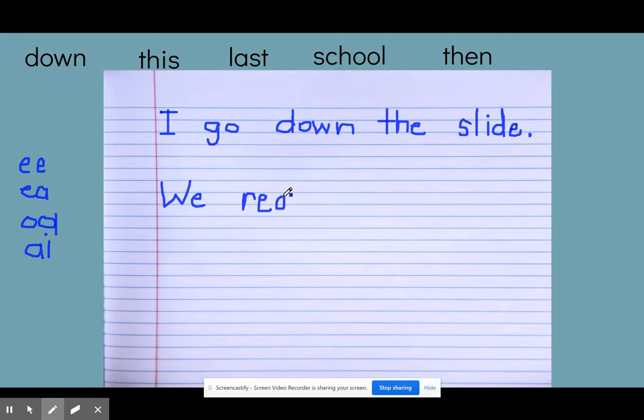So right now that just says re. So say the word to yourself and think about what sound you hear at the end. Read. And go ahead and put that letter. We read at. Go ahead and write the word at.